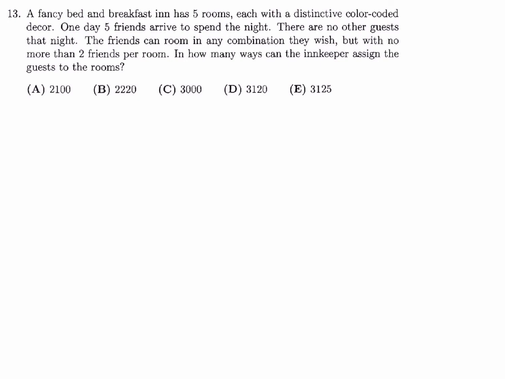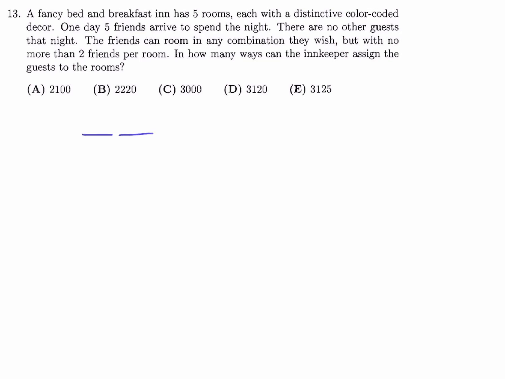A fancy bed and breakfast inn has 5 rooms, each with a distinctive color-coded decor. One day, 5 friends arrive to spend the night. There are no other guests that night. The friends can room in any combination they wish, but no more than 2 friends per room. In how many ways can the innkeeper assign the guests to the rooms?